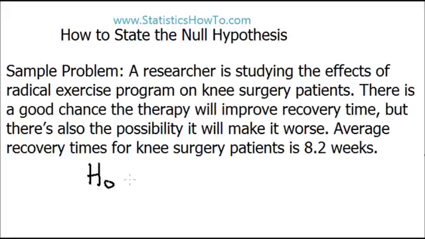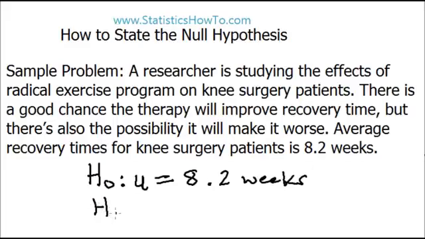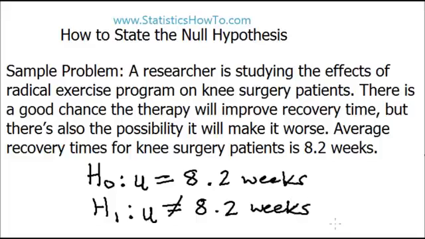Our null hypothesis, that's what's happening right now, is that mu, the mean, is currently equal to 8.2 weeks. That's the only piece of information we're given. Well, the researchers think it's going to make it better or it could make it worse. Either way, it's not this, so if it's not 8.2 weeks, then the alternate must be that mu is not equal to 8.2 weeks. That's how to write the null hypothesis statement in statistics.